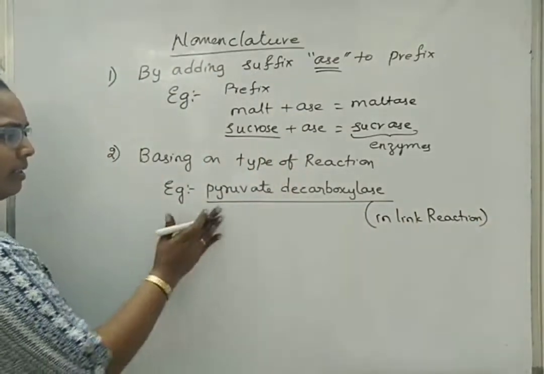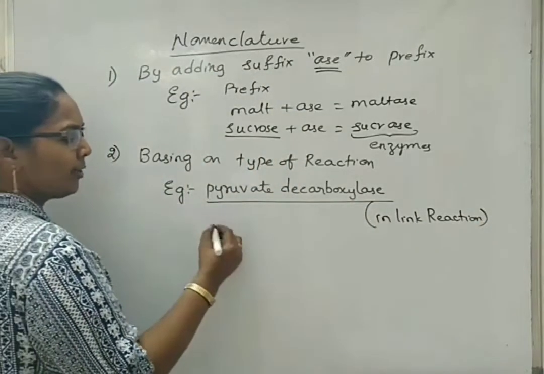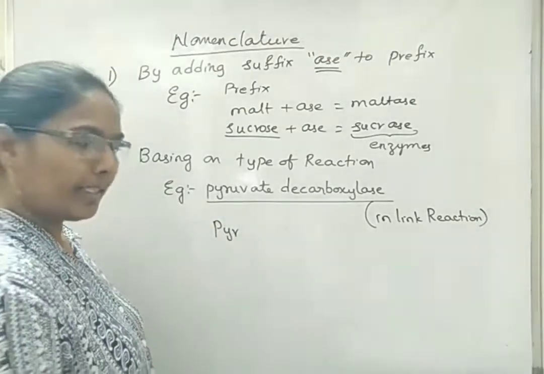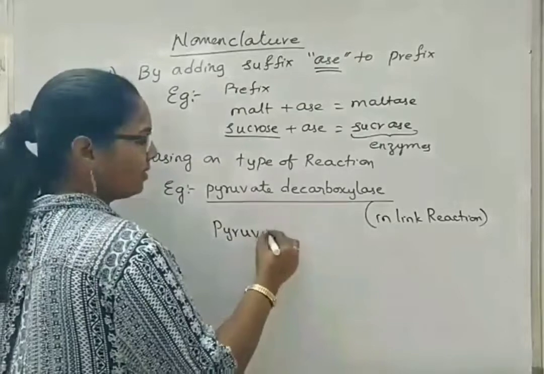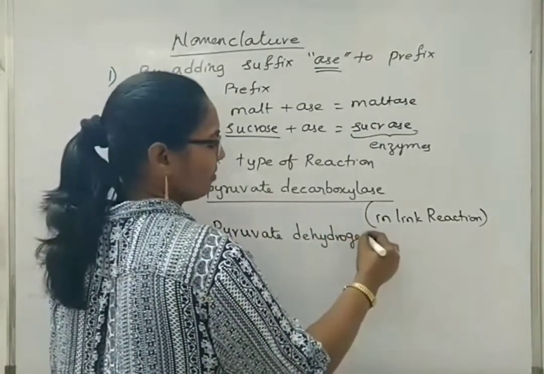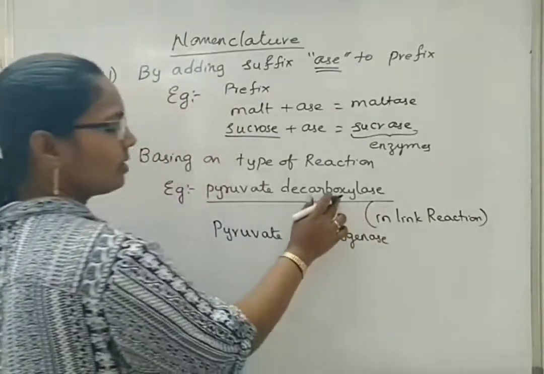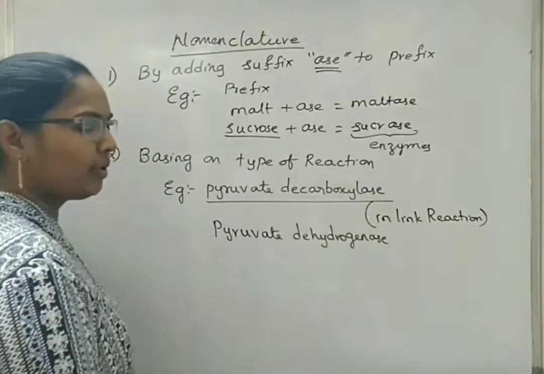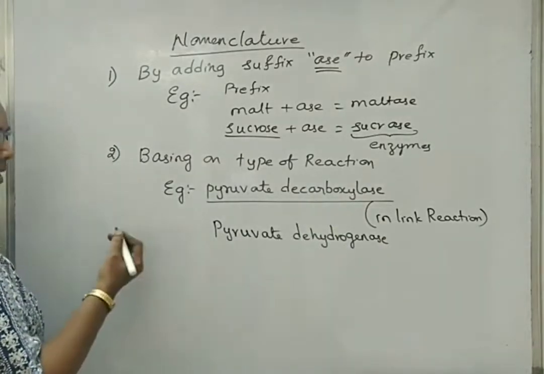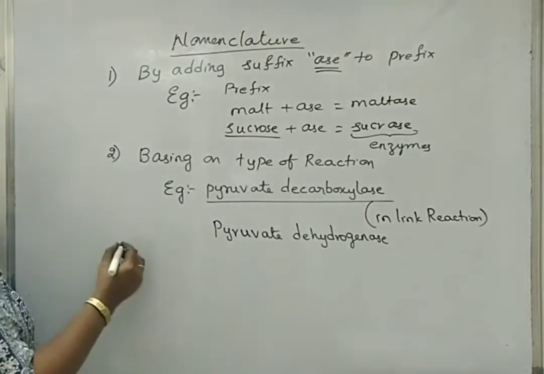Next, another enzyme we can include is pyruvate dehydrogenase, because there is formation of NADH2. Here, after CO2 is removed, it is getting converted into acetyl CoA, which easily diffuses into the mitochondria for the next Krebs cycle reactions.